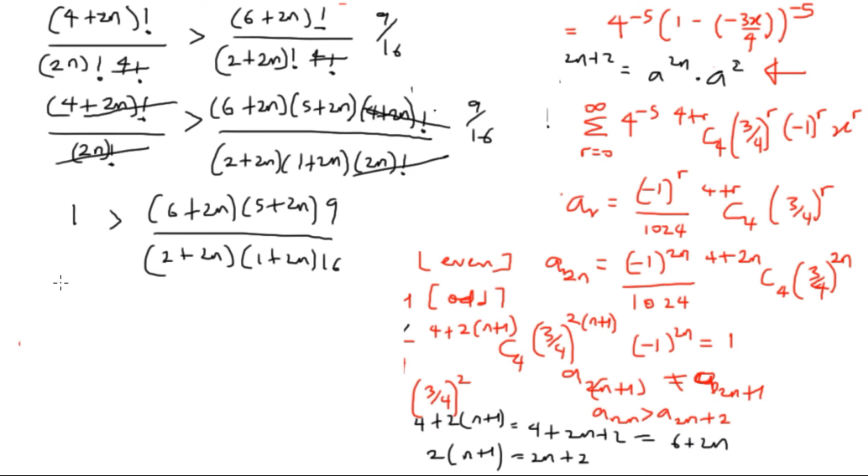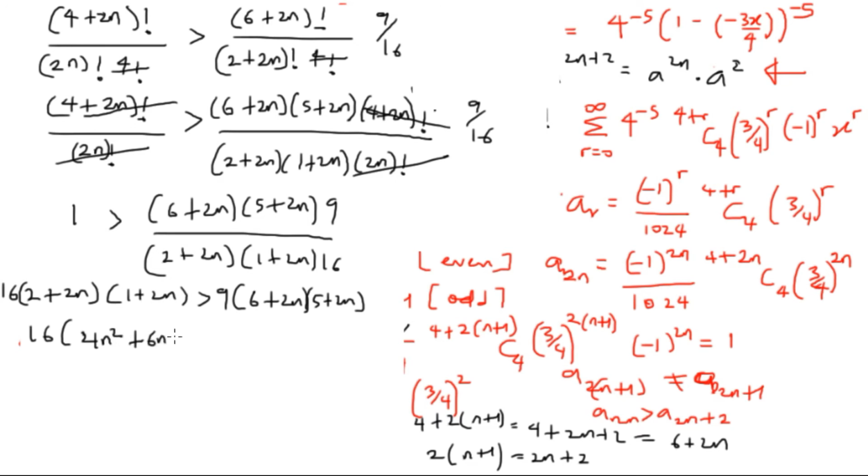So if I cross multiply, I will have something of this nature: (2 plus 2n), then I will have 16 right here, then (1 plus 2n) greater than (6 plus 2n) into (5 plus 2n), then I should have 9 right here. So if I expand these brackets, I should have 16 into 4n squared plus 6n plus 2.